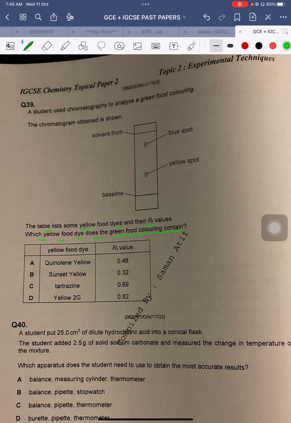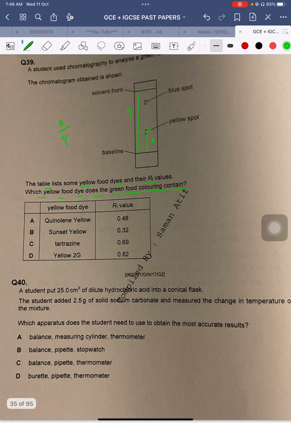So we are going to measure the distance of this yellow dye, and we are going to measure the distance of this solvent front, and this distance x will be divided by this distance y. So this is like this. Then you can say what the answer is here. You will see what the RF value is. It is quinoline yellow or sunset yellow or tartrazine or yellow 2G, any yellow which is present. You are going to measure the distance and then calculate the RF value, and then you can say very clearly A, B, C, D, whichsoever is the option.